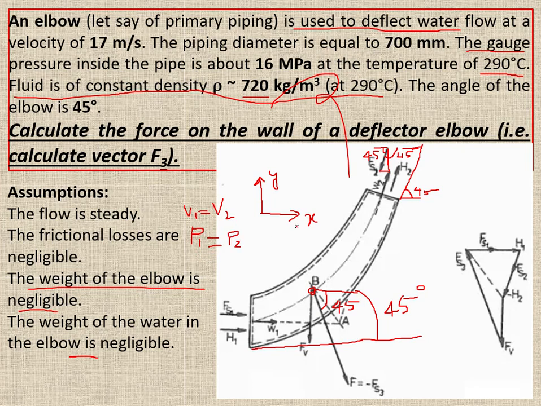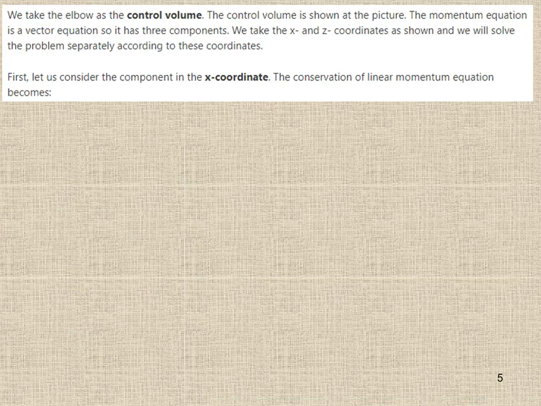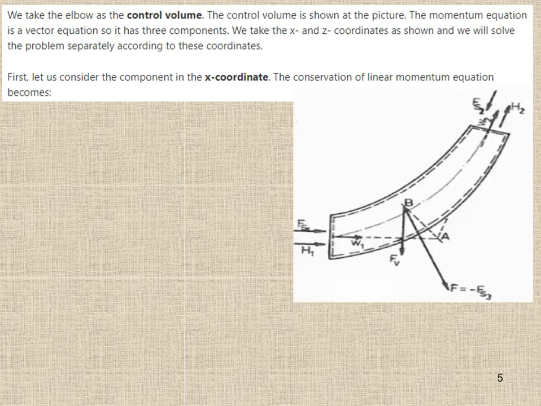There is no pressure drop across the elbow. Okay, so let's move forward. All right, so here we take the elbow as the control volume. The control volume is shown in the picture; this dotted line is basically indicating the control volume.